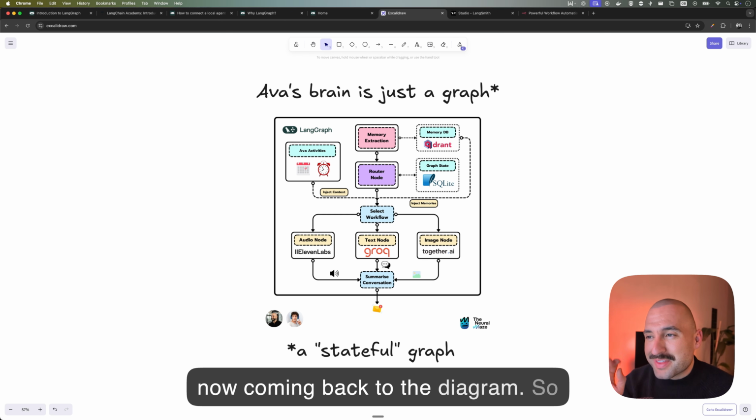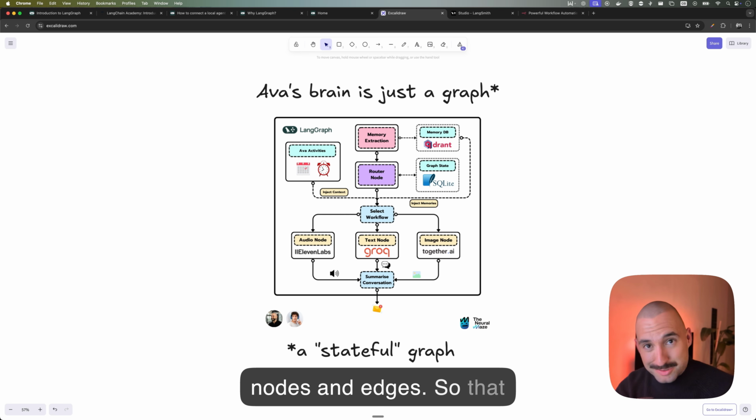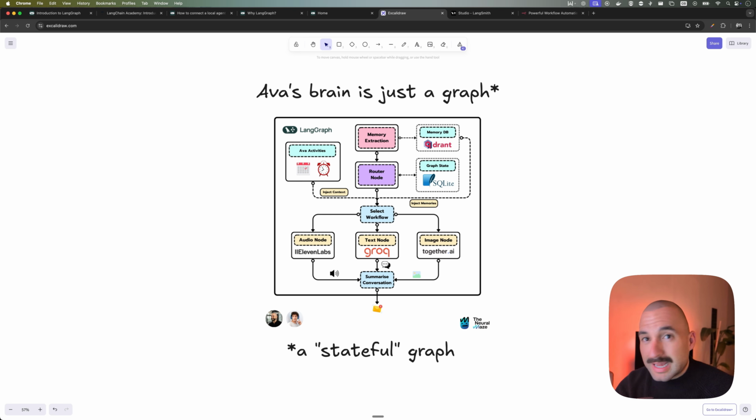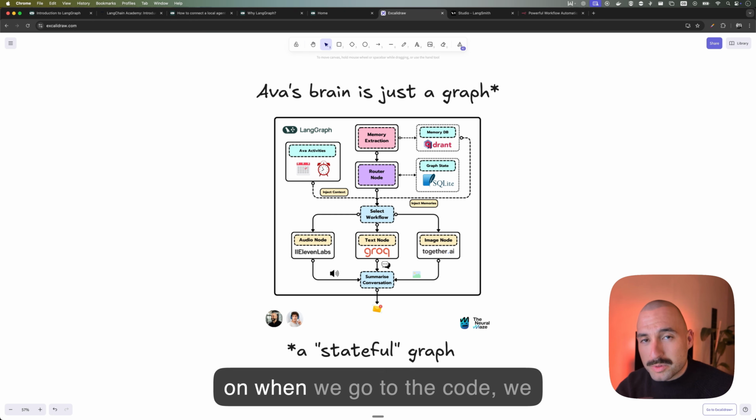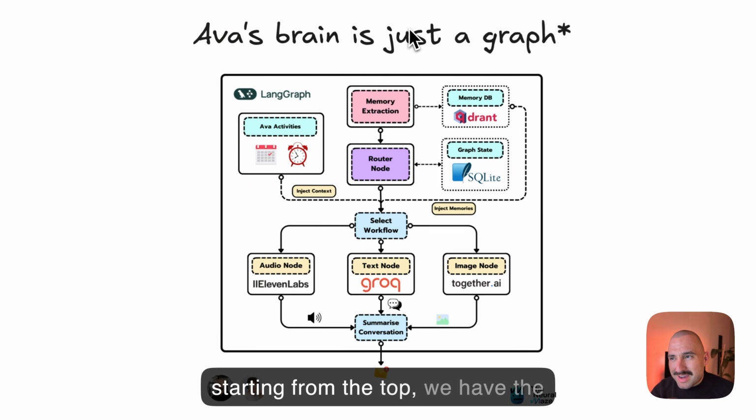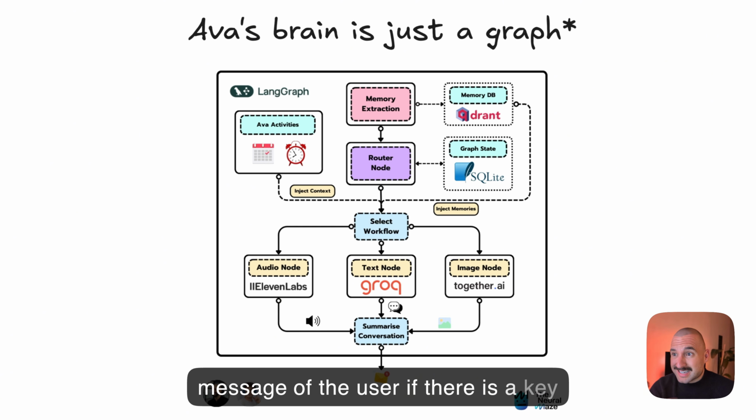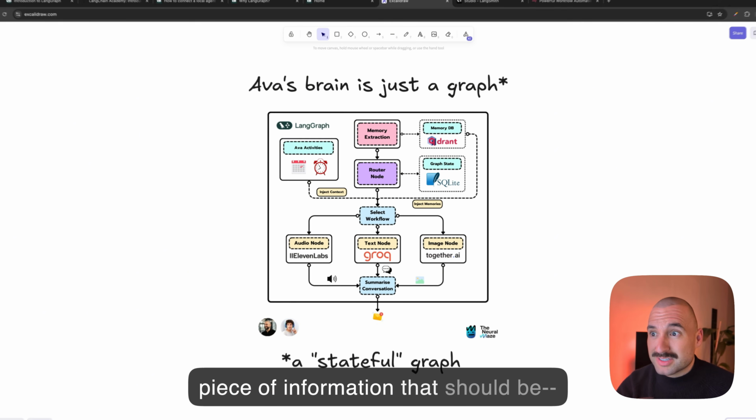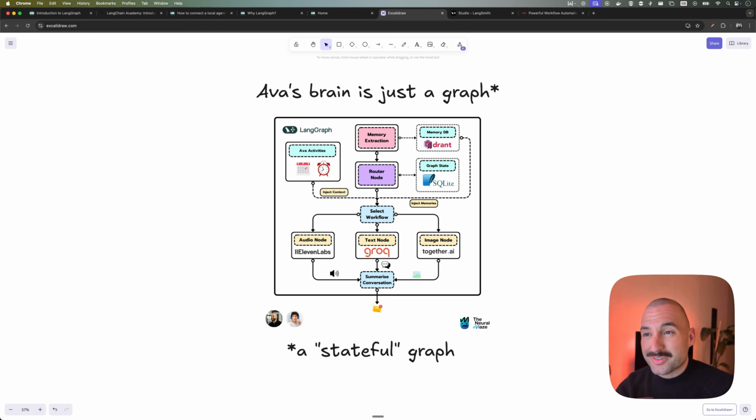And now coming back to the diagram. What we have here are different nodes and edges. So that is a graph, right? Let's review now all these nodes, or the most important ones, so that later, when we go to the code, we understand it even better. Starting from the top, we have the memory extraction. What this node does is understand from the user's message if there is a key piece of information that should be remembered, so that it should be put into the long-term memory.